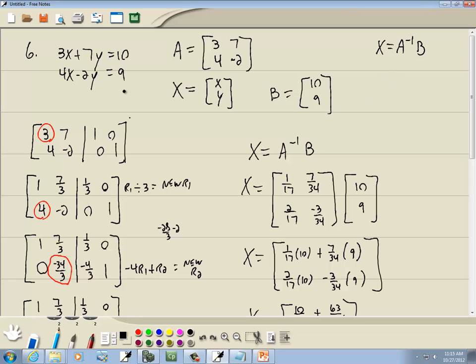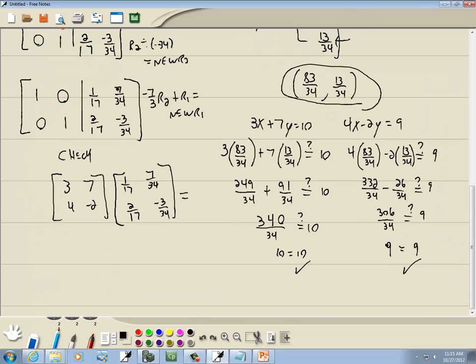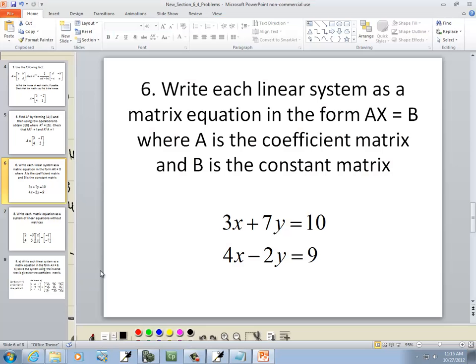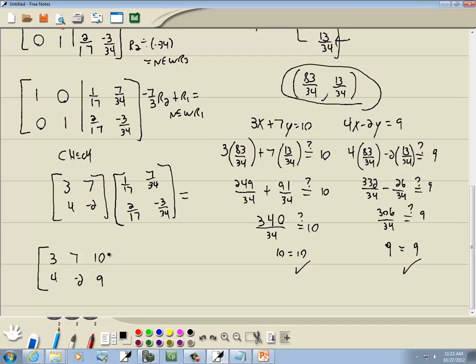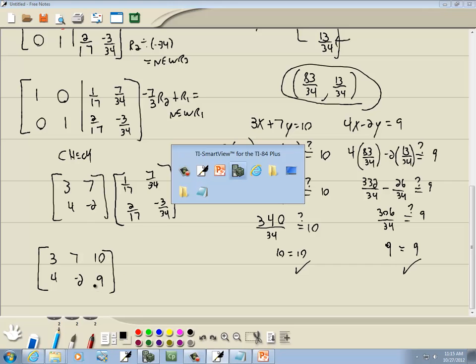Now in the calculator, we learned before a method called RREF. And let's take a look at that. Now with RREF, we need our augmented matrix. So we got 3, 7, 10, 4, -2, and 9. Let's first do it with RREF and see what we get. Well, we want to go put that in our matrix.